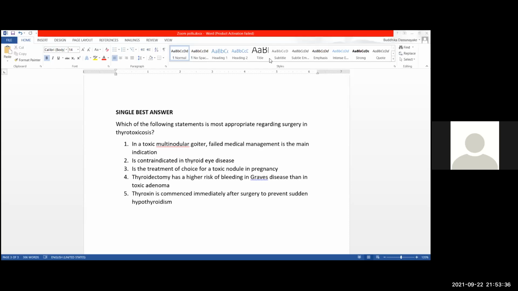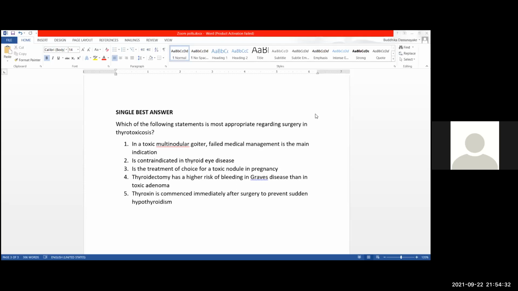So going back to this question, which of the following statements is most appropriate regarding surgery? Toxic multinodular goiter, failed medical management is the main indication, right? Okay, so that is a bit of a trick question. In toxic multinodular goiter, there is no such thing as failed medical management. In toxic multinodular goiter, it is not caused by an antibody process, which means that it does not self-limit. In a toxic multinodular goiter, you can't continue antithyroid drugs for 18 months, stop it and expect them to be okay, right? Medical management by definition fails. So you don't go for long-term medical management in toxic multinodular goiters.